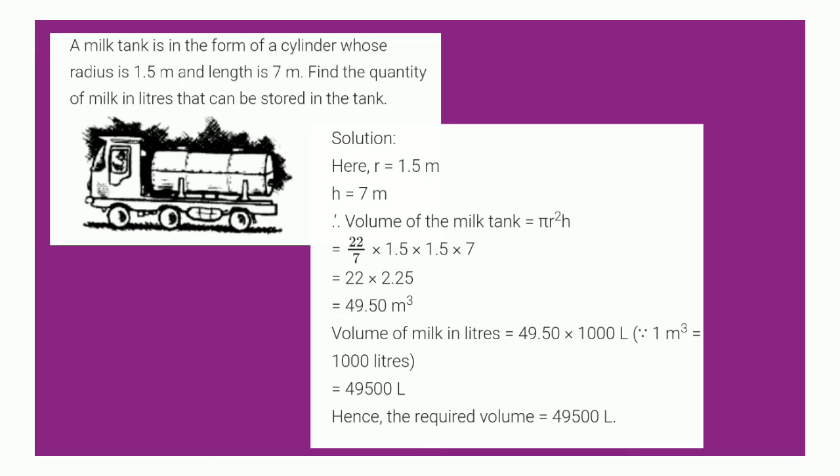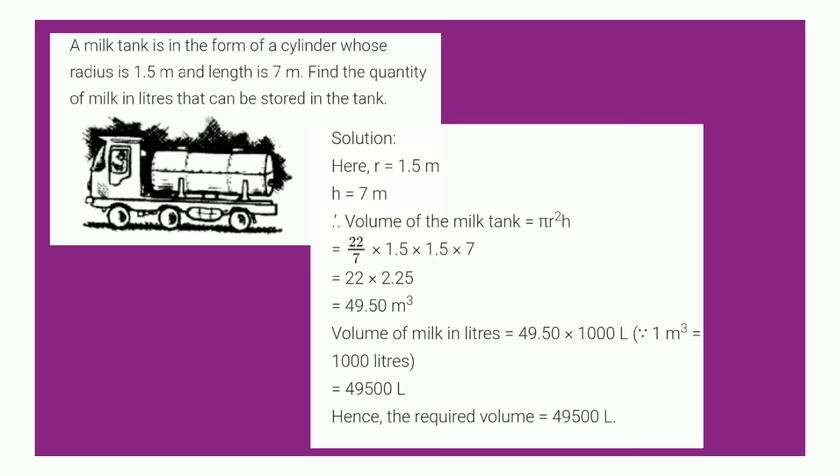The next question. A milk tank is in the form of cylinder whose radius is 1.5 meter and length is 7 meter. Find the quantity of milk in liters that can be stored in the tank. So here the question is given that one tank shape is cylinder and its radius is given 1.5 meter and the length, that is height, 7 meter. So we need to find the volume of the milk in that container, and how many liters of milk that it can contain. Okay, that is the question.